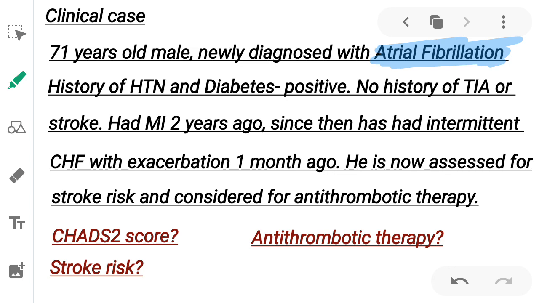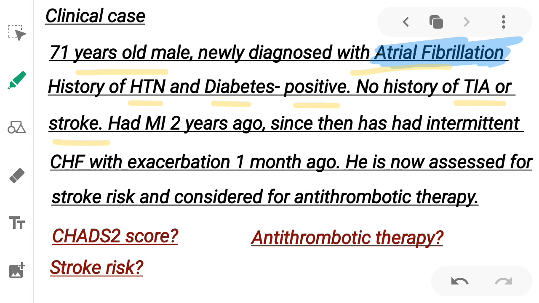Let's discuss a clinical case. 71 years old male, newly diagnosed with atrial fibrillation. History of hypertension and diabetes is positive. There is no history of transient ischemic attack or stroke.